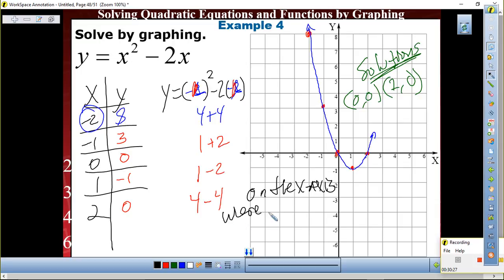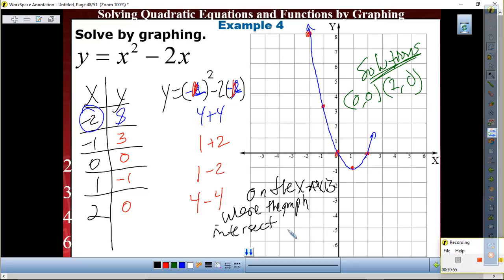Francesca. Okay. Where, let me help you a little bit. Where the graph, what? Intersects what? Close. The x-axis.